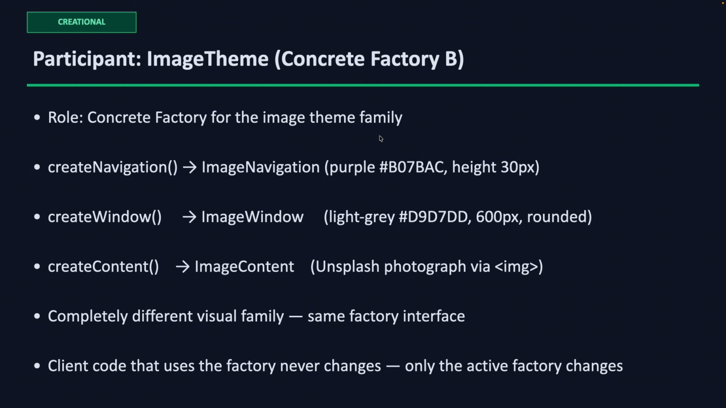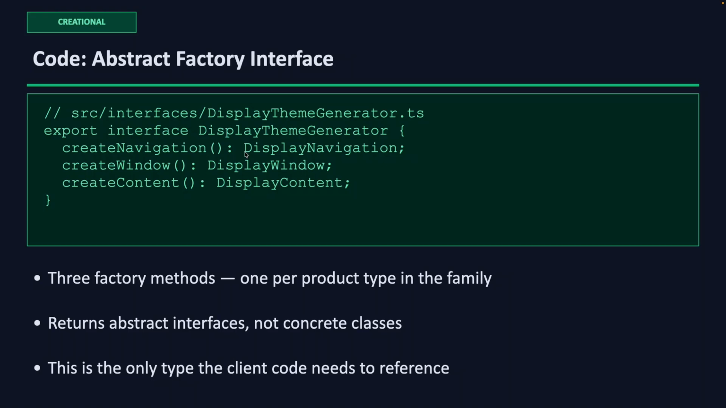Here we have the same thing. It creates navigation display. On the method, it doesn't care whether it's a text navigation or image navigation. The factory decided which concrete class to instantiate, and the interface guarantees that the display method exists.